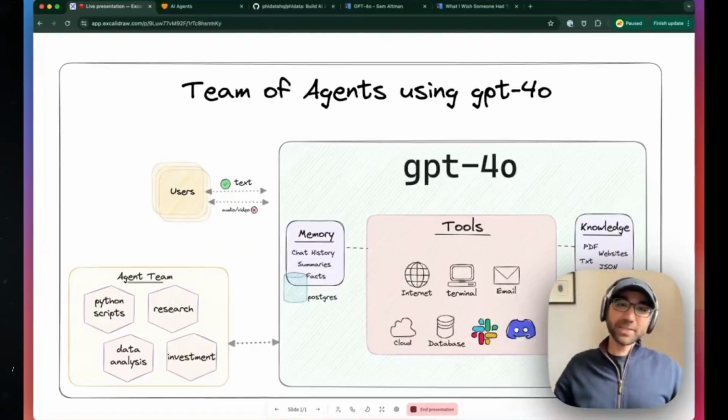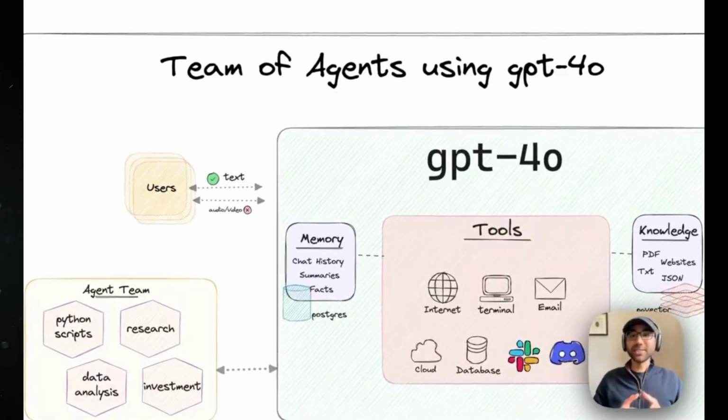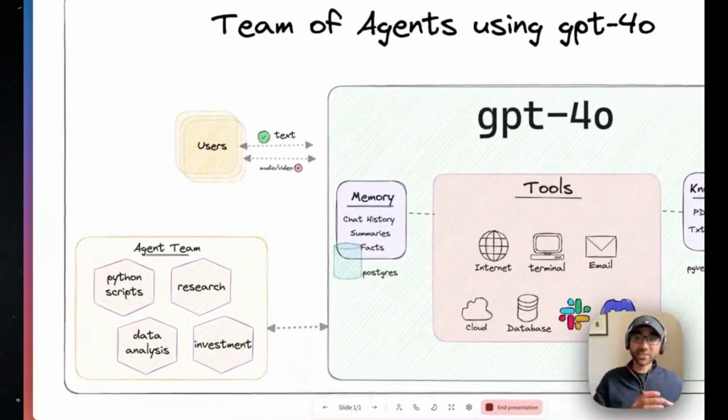Hey everyone, it's Ashpreet, and today let's build a team of agents using the newly released GPT-4o model. We'll start by building a single agent by giving GPT-4o a set of tools. Then we'll extend that agent with a team of dedicated agents it can delegate tasks to. So when it needs to write and run Python scripts, it'll delegate a task to the Python agent. Similarly, we'll give it a research and investment agent.